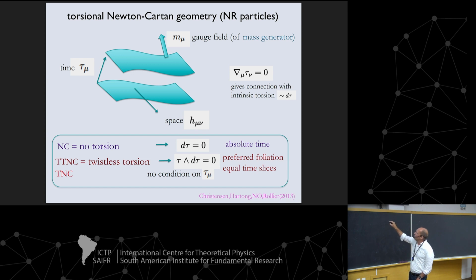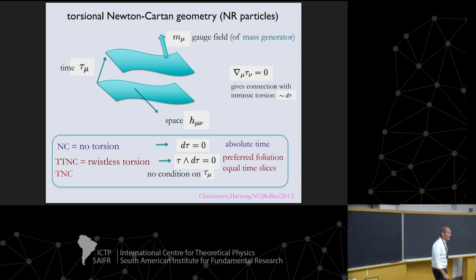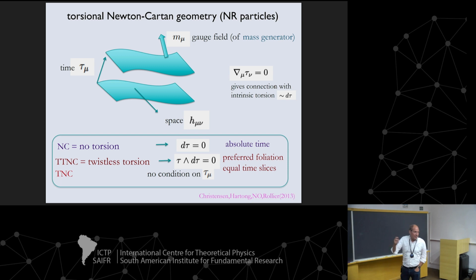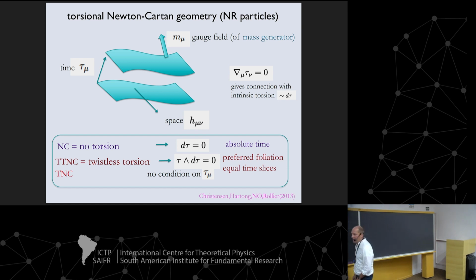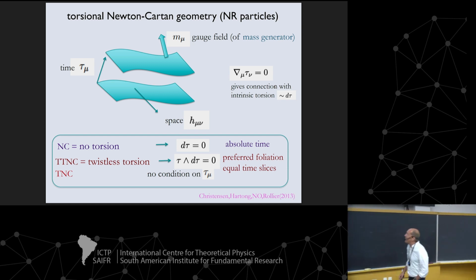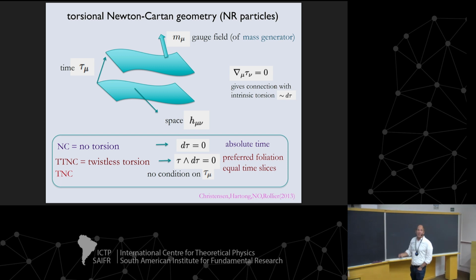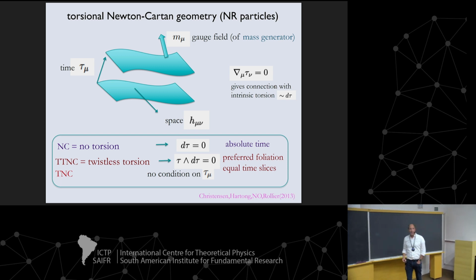So you have diffeomorphism invariance, or covariance. A metric on spatial slices: this h mu nu is a degenerate metric with rank d-1 in d dimensions. And very importantly, and that's part of the geometry, there's also a vector field, m mu, which you can see as the gauge field of mass generators.